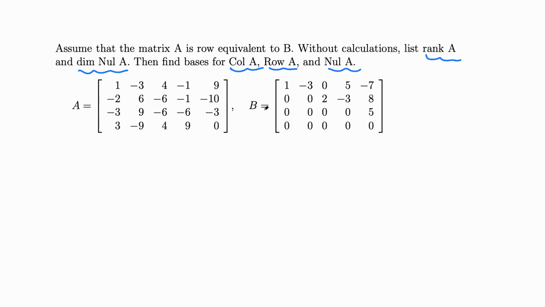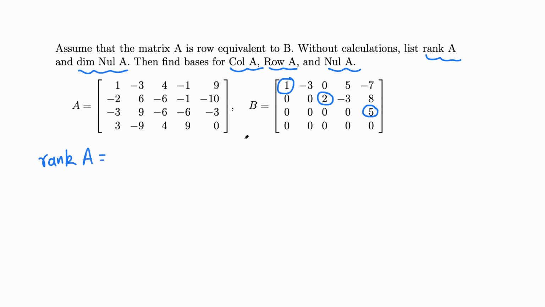So A and B are row equivalent. If we look closely, B is in row echelon form, where we have pivot here, and pivot here. A and B are row equivalent, means when we row reduce A into row echelon form, we might get this, or equivalent to this. Okay, so first we need to find rank A.